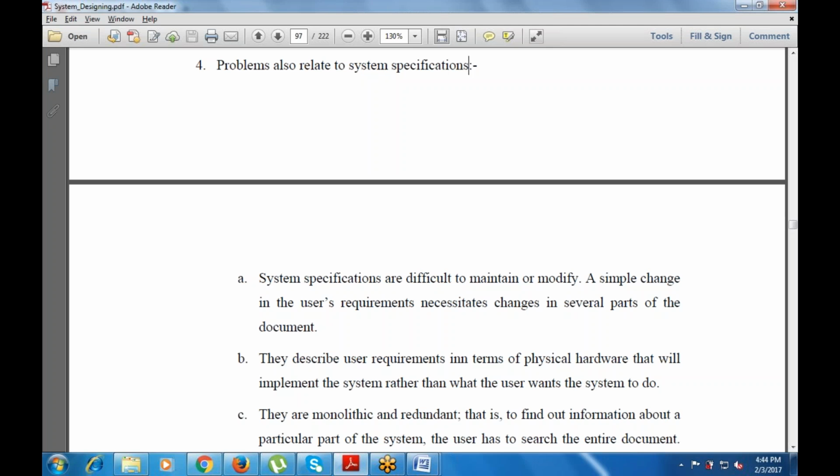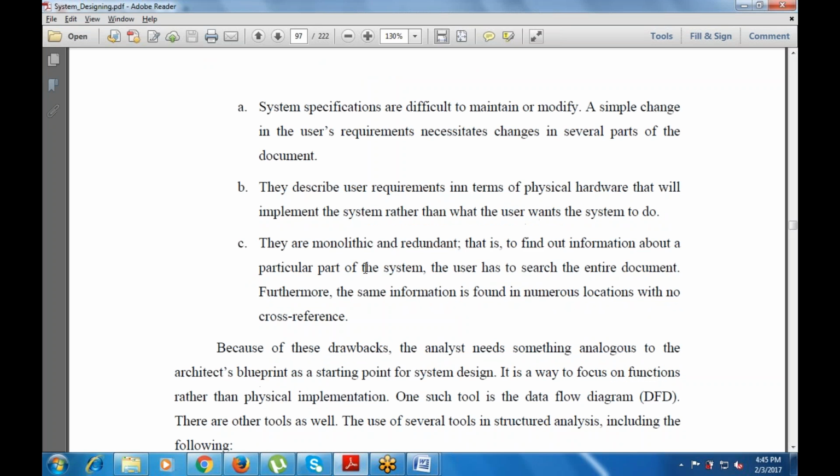They are monolithic and redundant. That means there is no primary key available to find information about a particular part of the system. The user has to search the entire document, and furthermore, the same information is found in numerous locations with no cross-references.